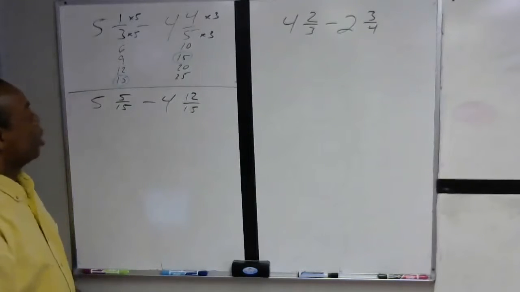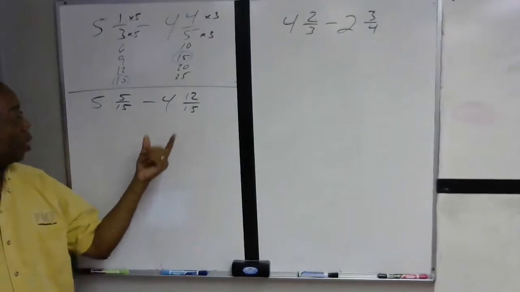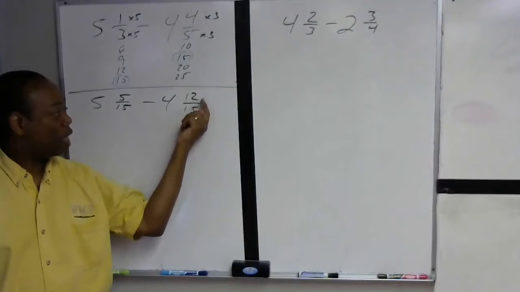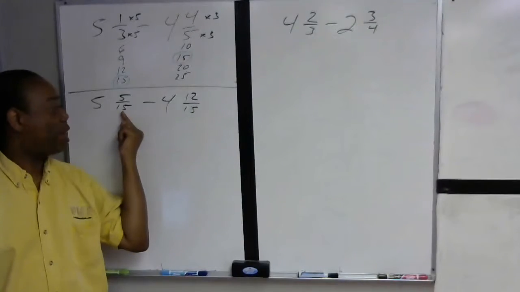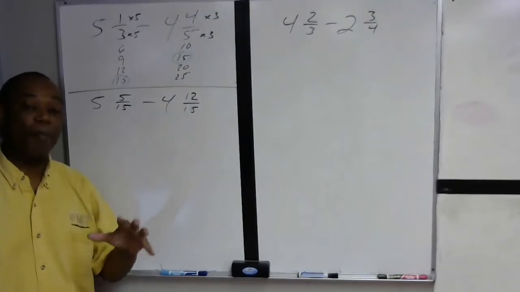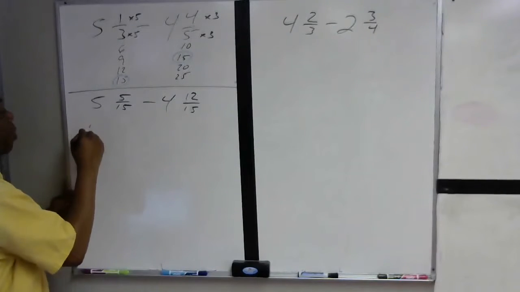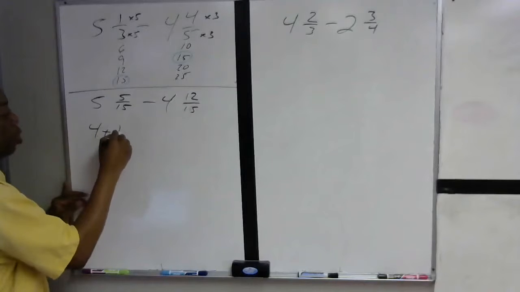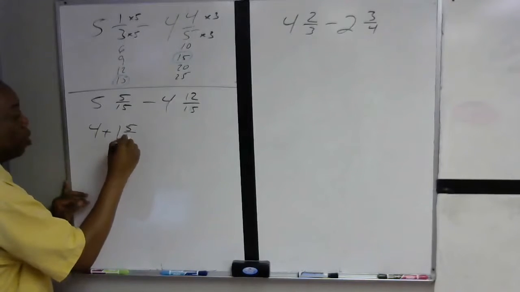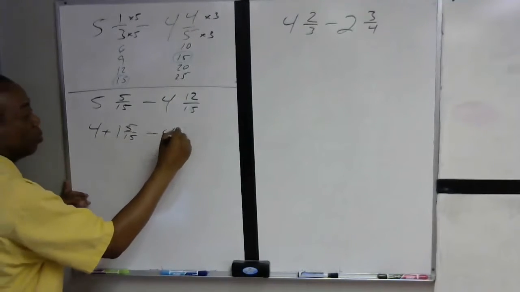Okay. Now, subtracting the fractions. Now that we have the same denominators, I notice that I cannot subtract 12 15ths from 5 15ths because it's not enough here. So I'm going to borrow 1 from the 5. Borrowing 1 from the 5 makes it 4, plus the 1 that I borrowed, 5 15ths.